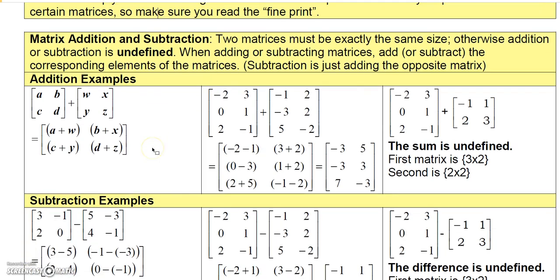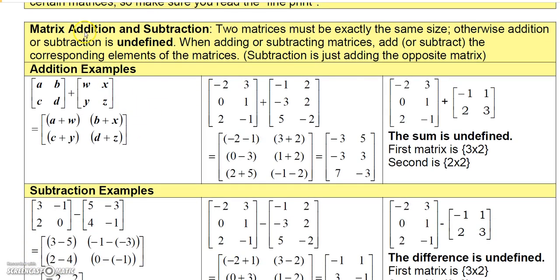So let's talk about matrix addition. And actually the rule for addition and subtraction are the same because subtraction is just a form of addition. When you subtract two matrices, you're just adding the opposite of one of the matrices. So notice what it says here. Two matrices must be exactly the same size. Alright? So if they're not exactly the same size, just say that the operation is undefined and be done with it.